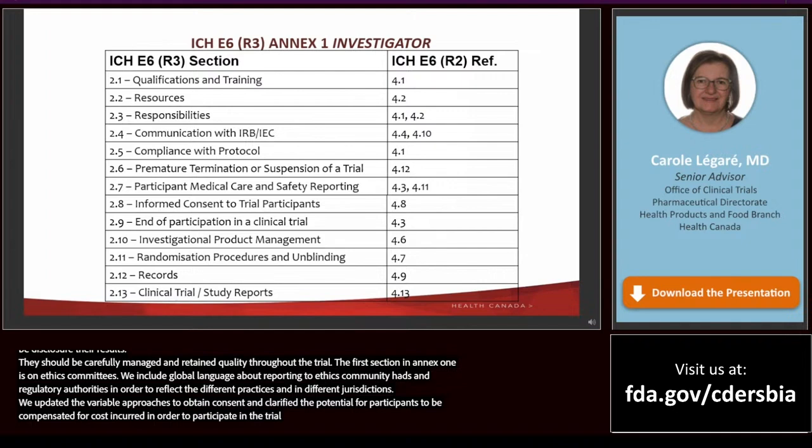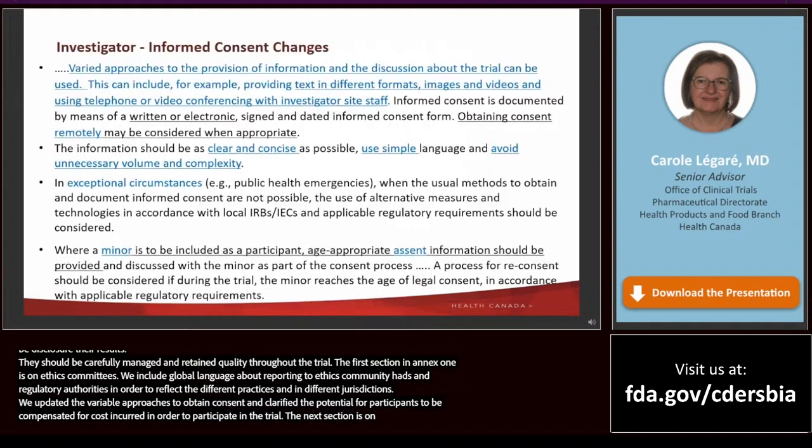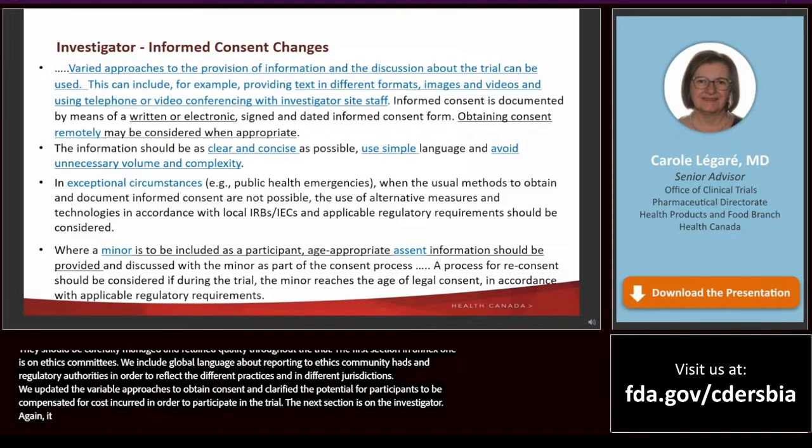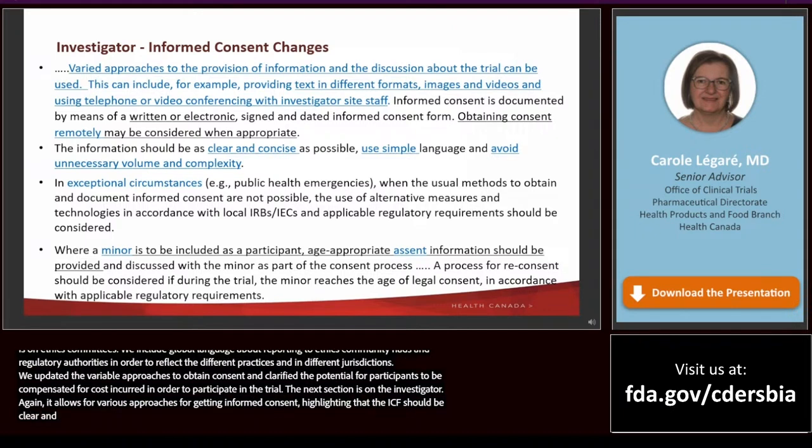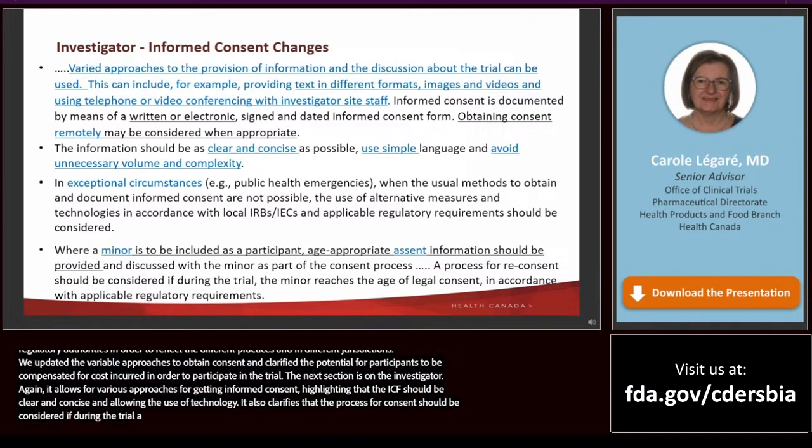The next section is on the investigator. Again, it allows for various approaches for getting informed consent, highlighting that the ICF should be clear and concise and allowing the use of technology. It also clarifies that a process for reconsent should be considered if during the trial a minor reaches the age of legal consent in accordance with applicable regulatory requirements.